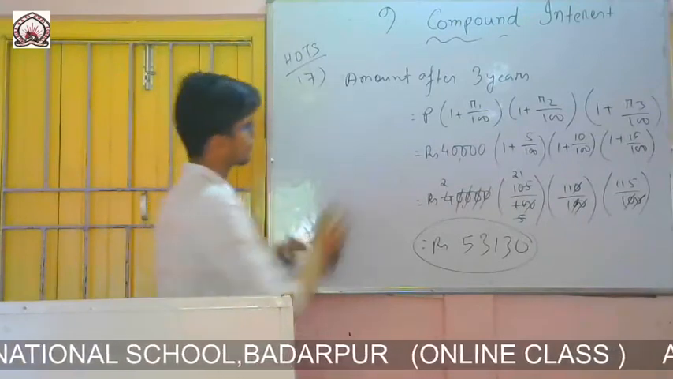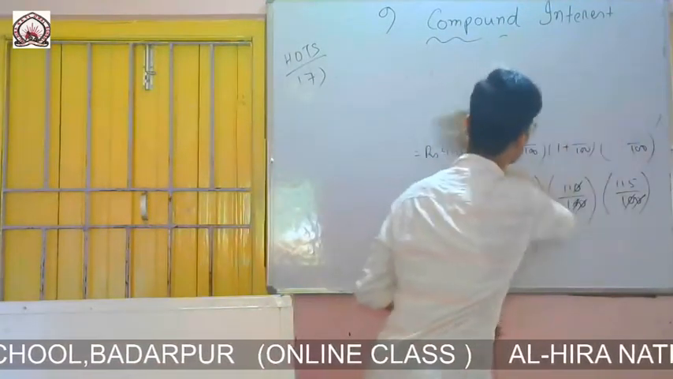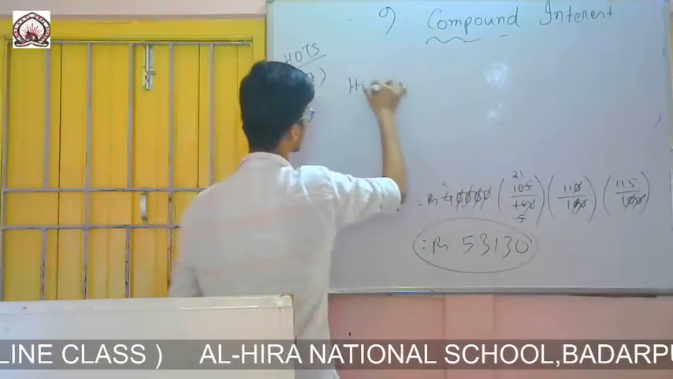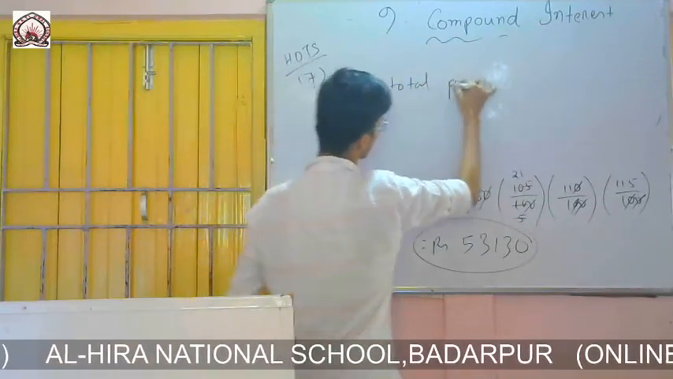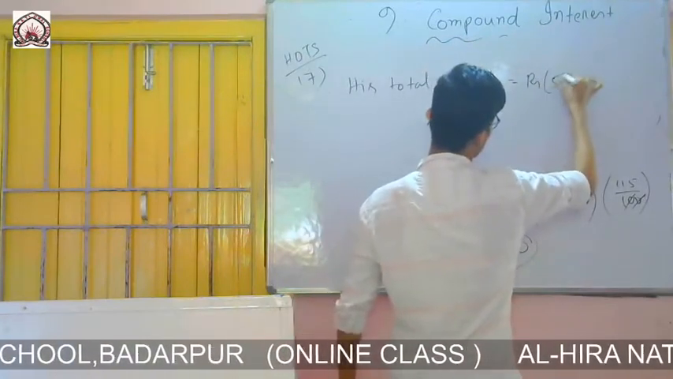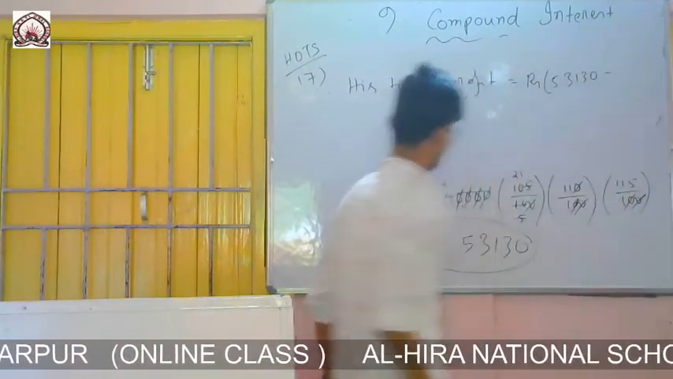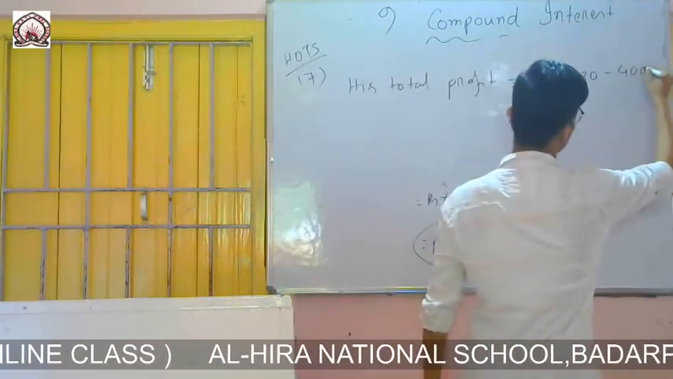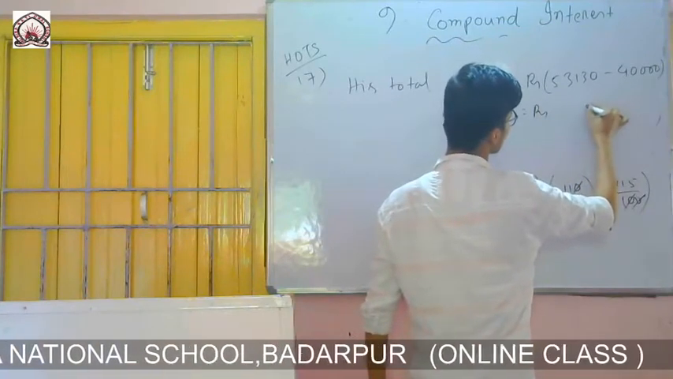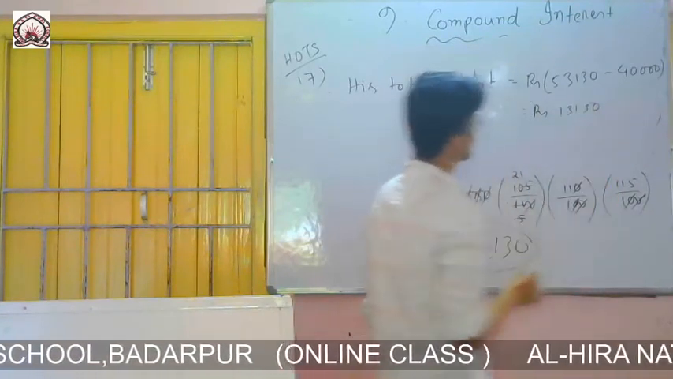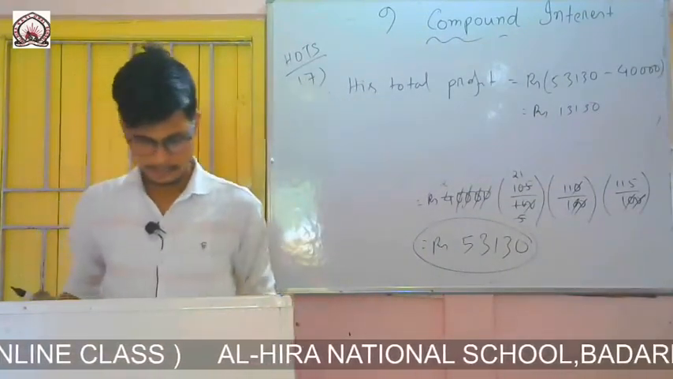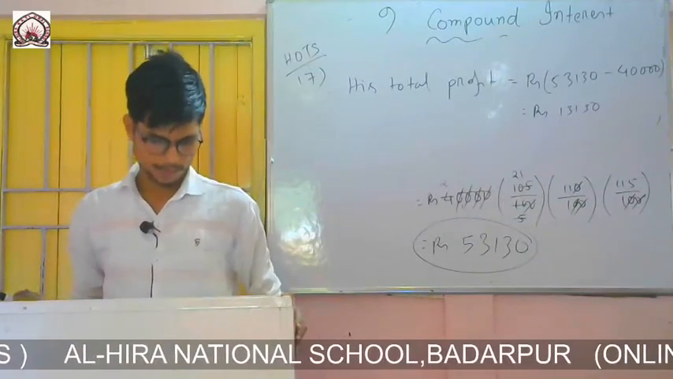So therefore his total profit equals rupees 53130 minus 40,000. It will be rupees 13,130. So this is the answer, 13,130.